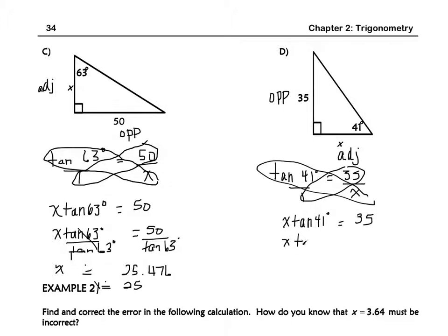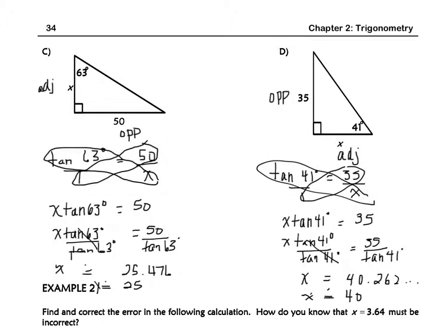So then we have x tan 41 divided by tan 41. So we're dividing the tan 41 out of both sides so that we get x by itself. And x is equal to 35 divided by tan 41. And we get 40.262, so on. So that would be approximately 40 units.